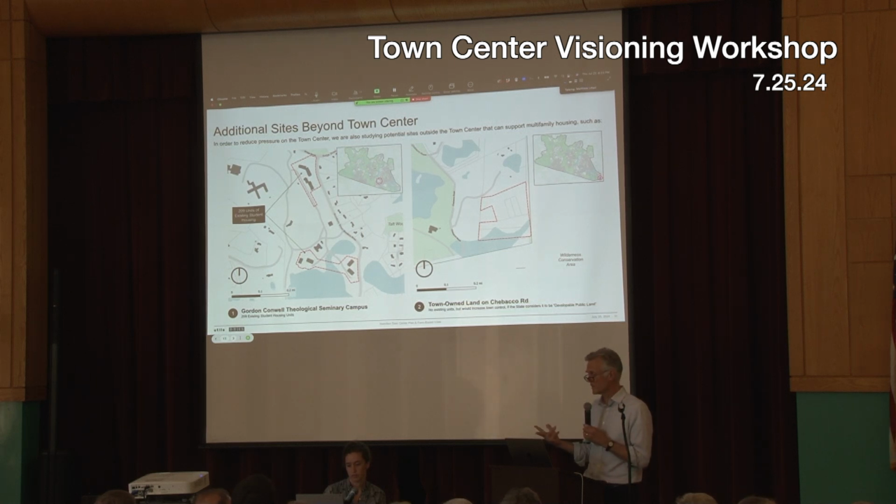There are 2 sites that are under consideration. They have not been looked at in great detail, but one is the Gordon Conwell Theological Seminary campus, which already has a number of apartments there, which could be sort of counted. The other is the town-owned land on Chabaco Road, which was identified in the housing production plan as a possible place for the future development of housing. So those are a couple of the remote places that might be considered for a 3A compliance.